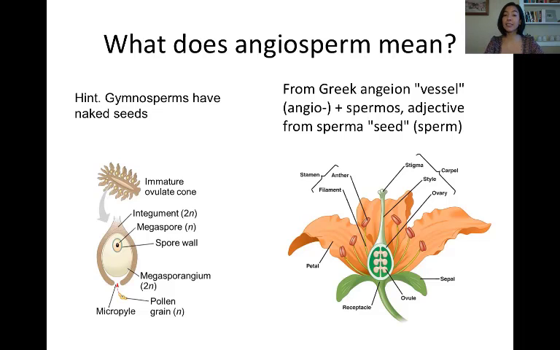So that's the difference. Gymnosperms have naked seeds, and angiosperms have covered seeds, right? They are going to be containing this vessel.